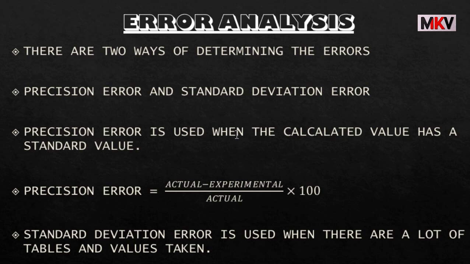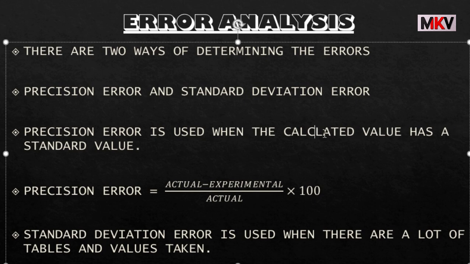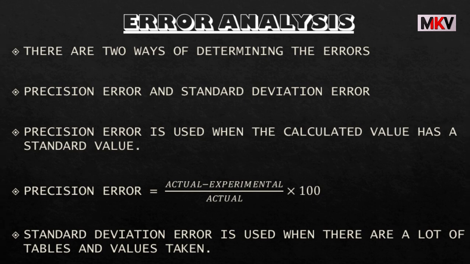It is used when you have standard values for the work you are doing. If there are standard values that you can compare your experimented values with, you use the precision error to find the error margin between your calculated value, or the results, and the standard value. That will give you the precision error, and it is always in percentage, so you multiply it by 100 to give you the percentage error of the work.